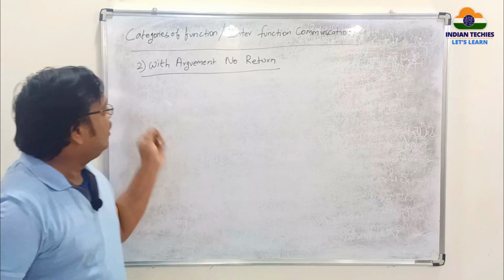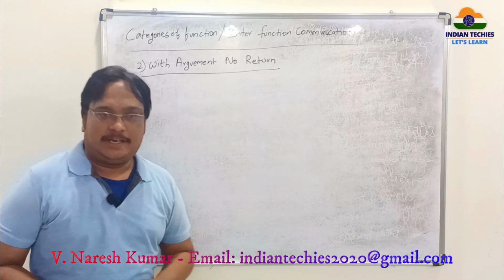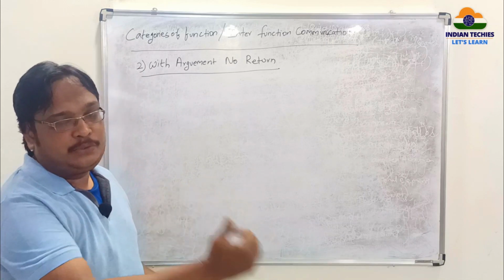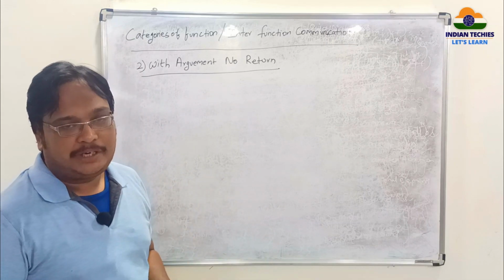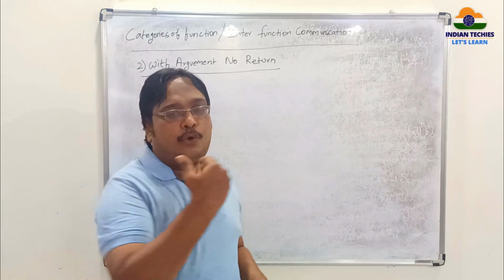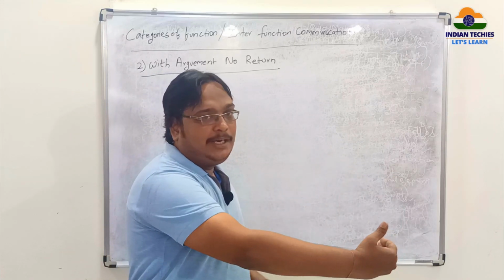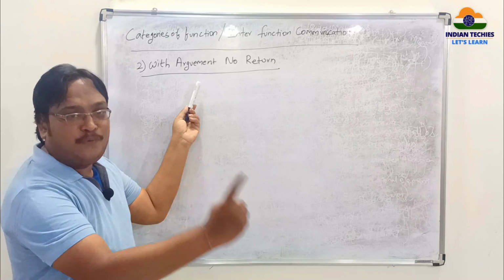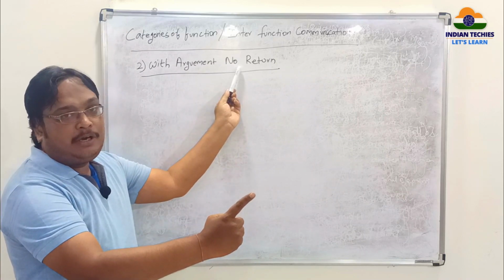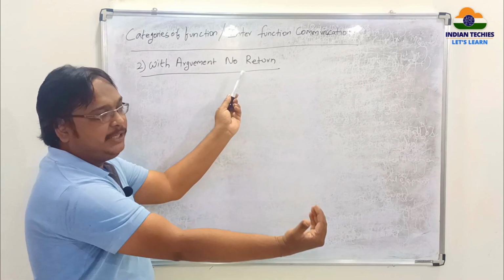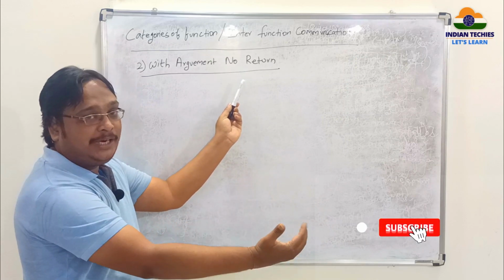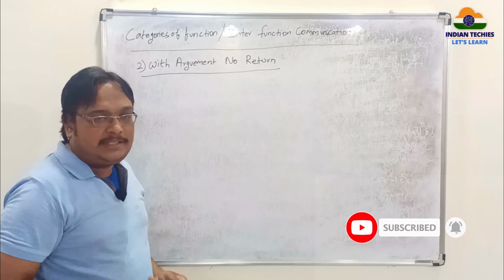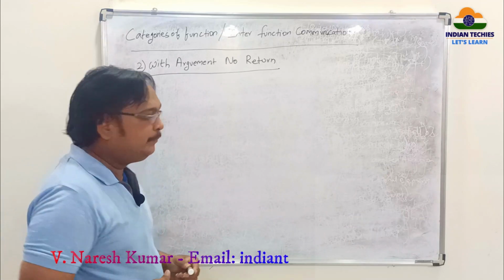Second one, with argument no return value, means you are sending a value from the main function to the user defined function, that is the calling function, but there is no requirement of sending the final result back to the main. So you are sending arguments from main to function, but there will not be any return value. That is, the function calculates, performs the logic, but it will not send the result back to the main.